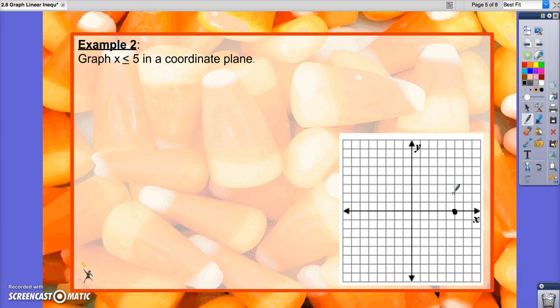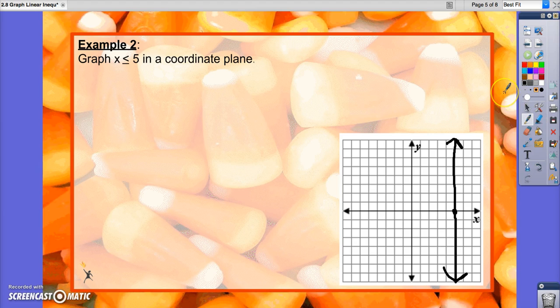So when we set this up, I have to ask myself, step 1 said, is it a solid or dashed line? So I know my line is going to go vertically up and down through the point 5, x equals 5. If I look, it's less than or equal to. So it's or equal to, so it's a solid line through this point. All right, so that's step 1.